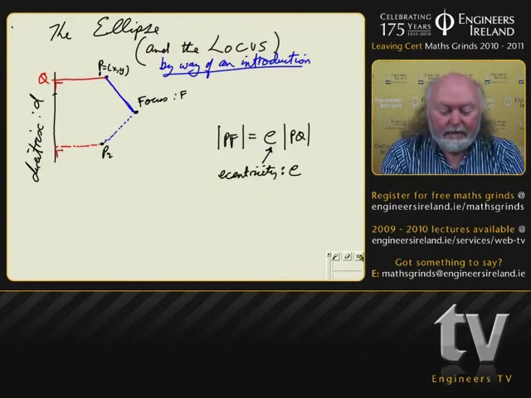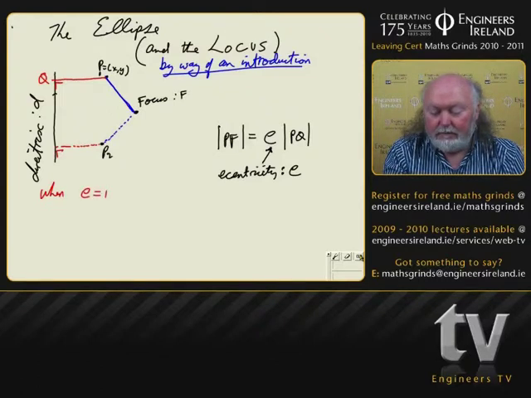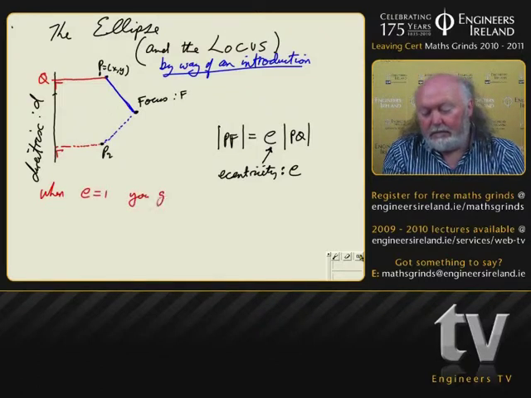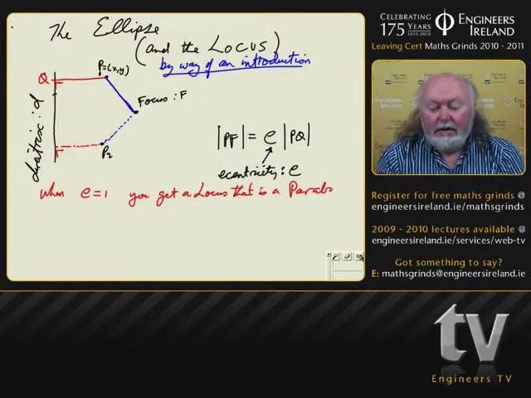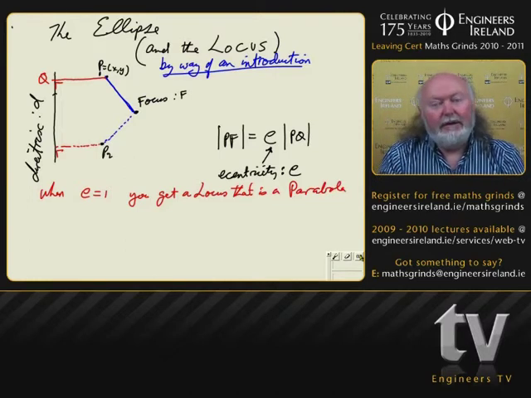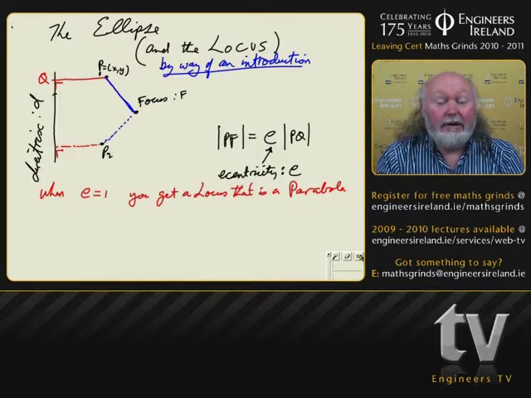Now, when E equals 1, you get a locus that is a parabola. What's a parabola? It's basically the quadratic equations you've been using for at least 5 years.